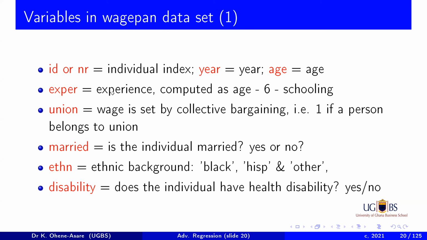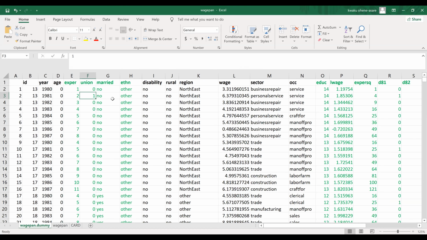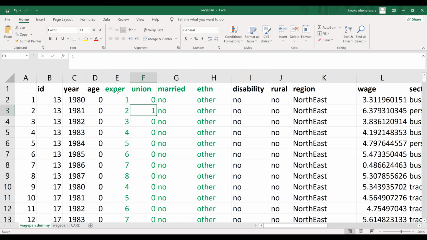Okay. If you look at the data, there is a variable called expect. Expect means experience. So you can see that some of the experiences are what? You have 1 year experience, 2 years experience, 5 years, and you can see the experience is actually increasing according to your time of working.